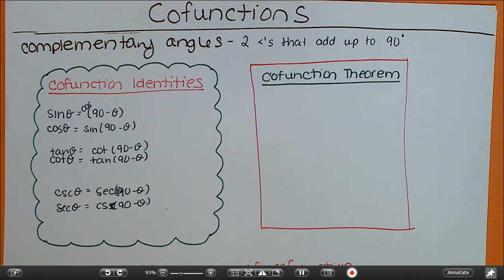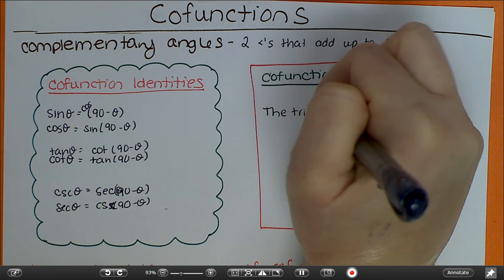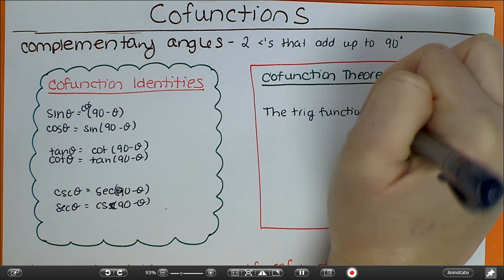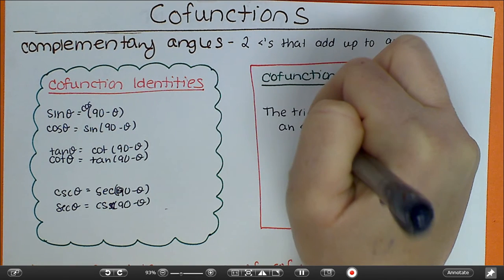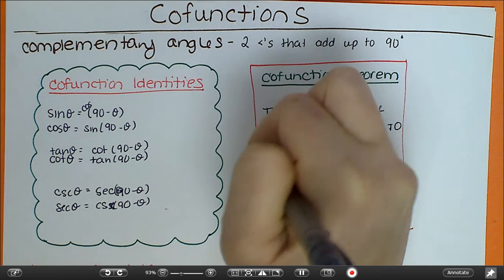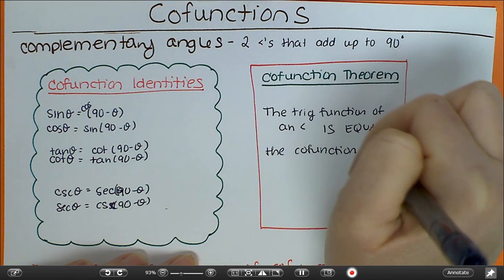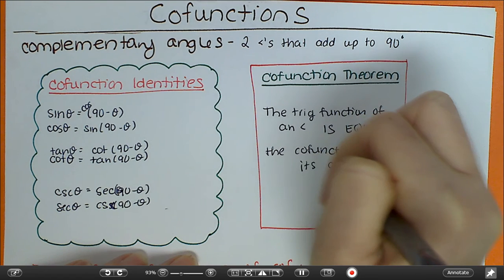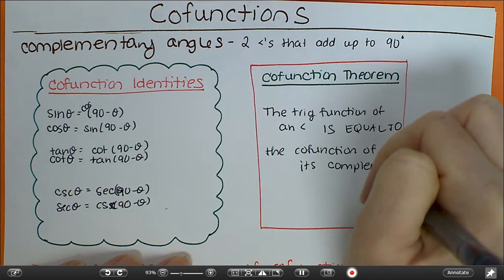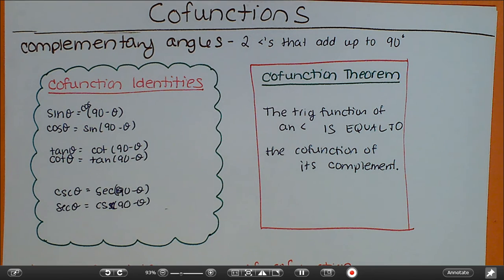We also have the cofunction theorem, which we kind of looked at in class, and it sounds confusing, but the idea is not, the words are. So we're going to write: the trig function of an angle is equal to the cofunction of its complement. All right, so that is the cofunction theorem.